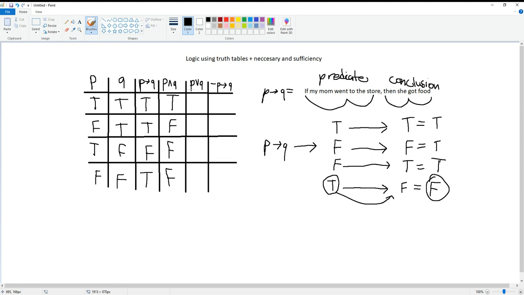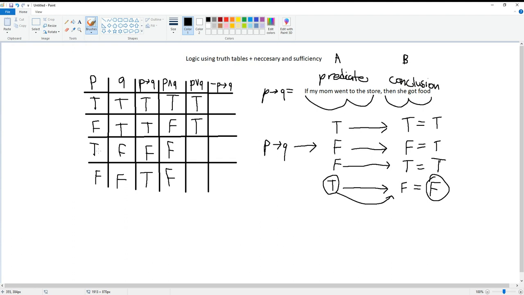Now, what if we have P or Q? That's saying that one of the two has to be true. So that's saying either my mom went to the store or she got food. If both are true, then this one is true. Now, if she didn't go to the store, but she did get food, then this is true because one of the two events happened. So essentially, treat the predicate as an event A and the conclusion as an event B, and it'll make it a lot easier to think of, because it's more of an equation rather than a logical statement.